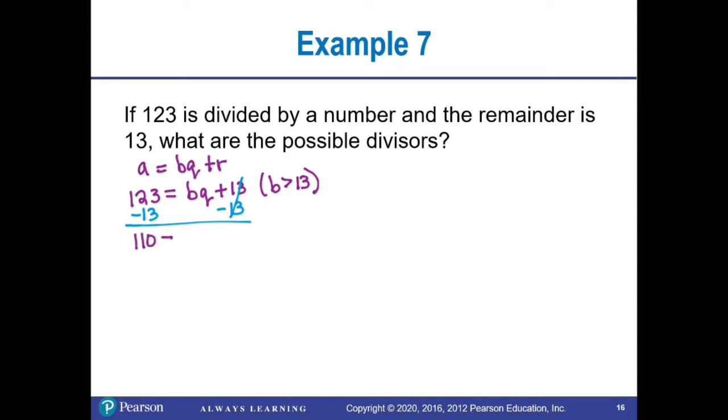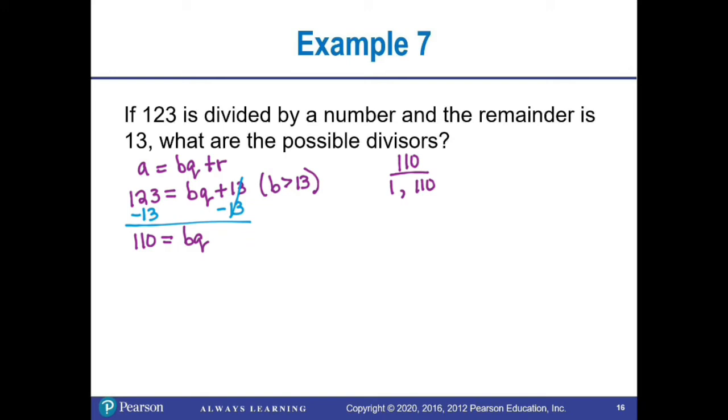Subtract 13 from both sides gives us 110 on the left side. And so now what I'm thinking about is the factors of 110. So let's start listing those factors of 110. Well, 1 and 110 are factors of 110.